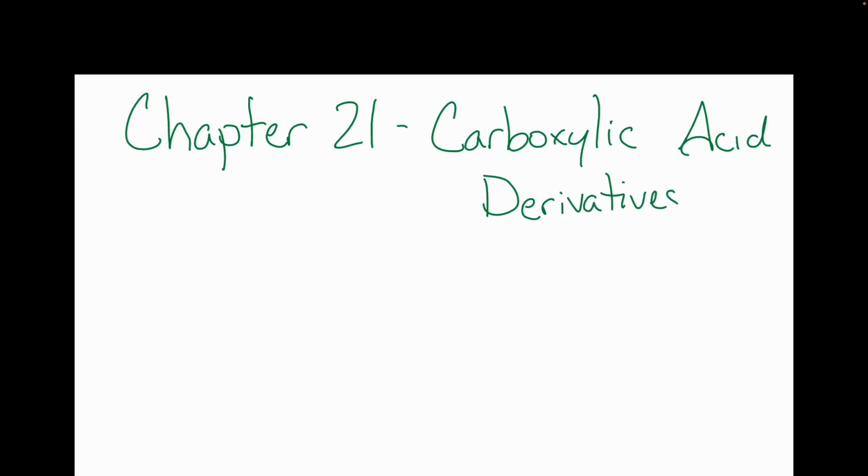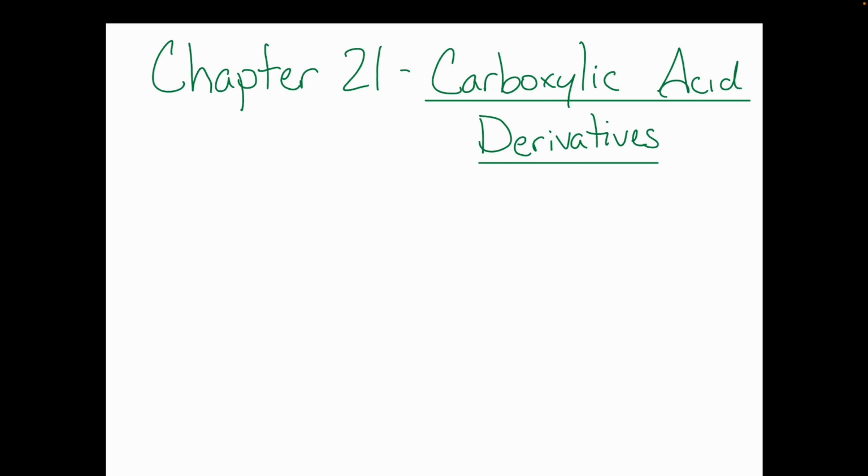All right, so we're starting on our next chapter here, chapter 21, titled Carboxylic Acid Derivatives. And so all of our carboxylic acid derivatives are these functional groups that have this same basic format where you have this carbonyl group that's attached to some electronegative atom. It could be something like a halogen, oxygen, or nitrogen. These are the atoms we're going to see in this position for our carboxylic acid derivatives.